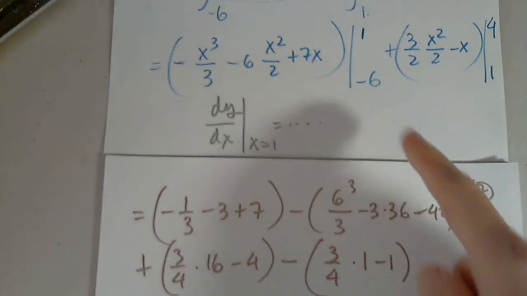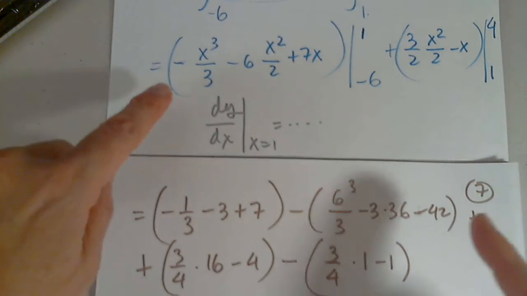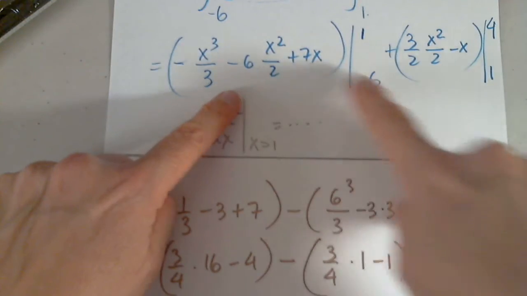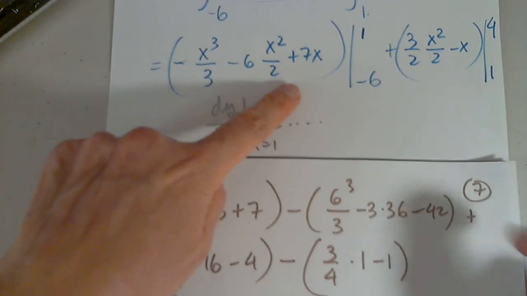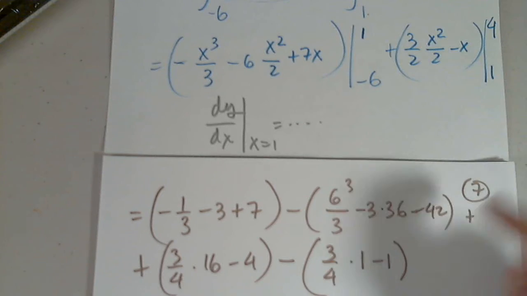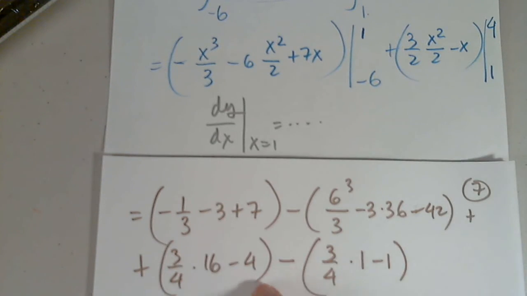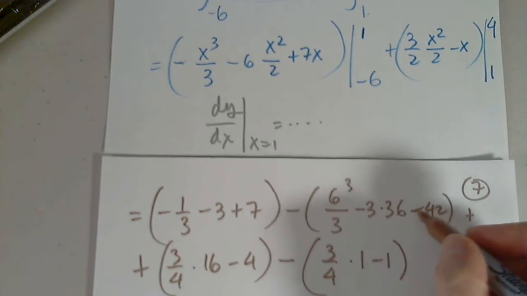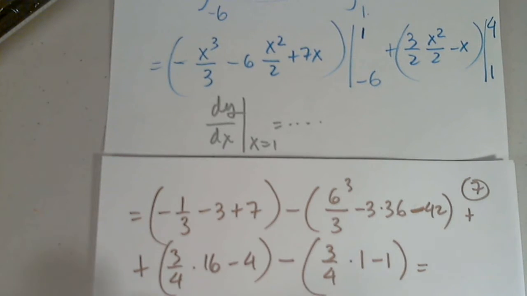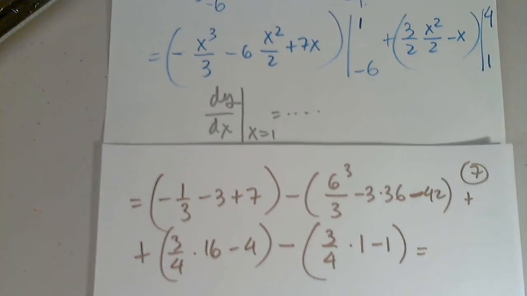Negative 42, so I'm plugging in negative 6. That changes into positive. This does not change because negative 6 squared is 36, but this is negative 42. Now when I plug in 4, I have 3/4 and then 16 and minus 4. Minus, when I plug in 1, 3/4, 1, minus 1. Okay then, so negative 1/3 and plus 4.